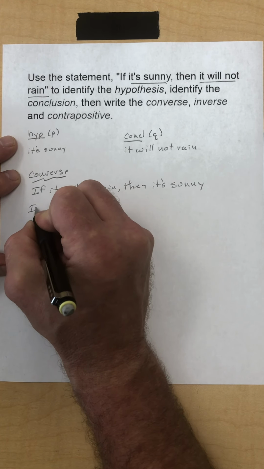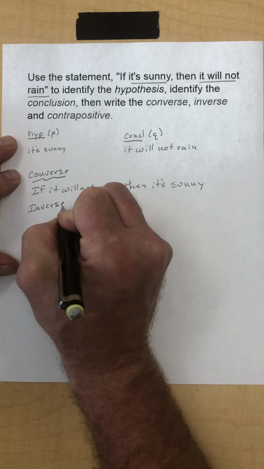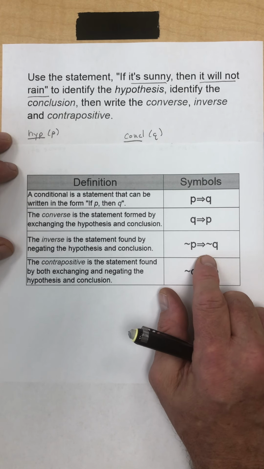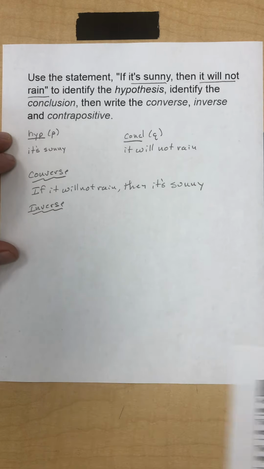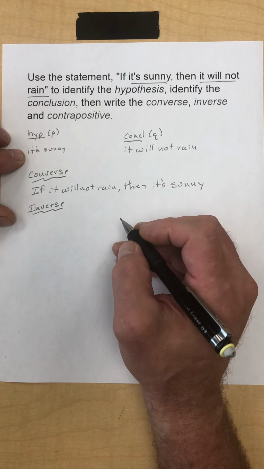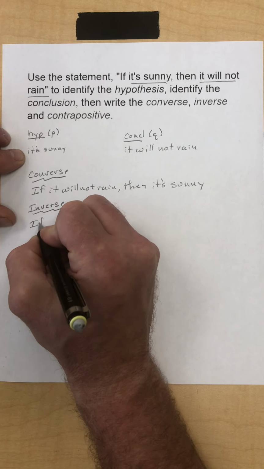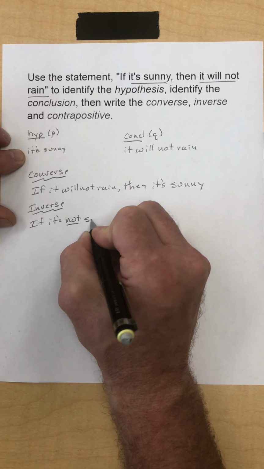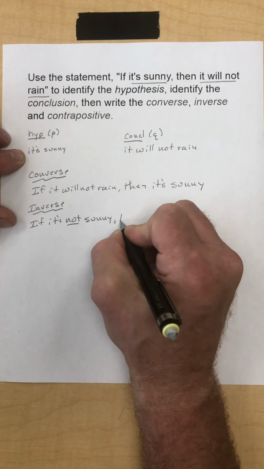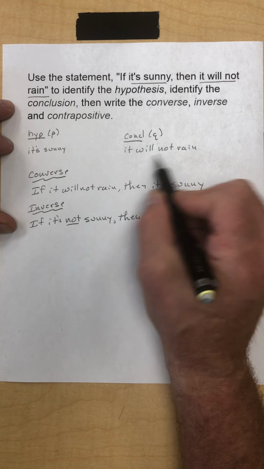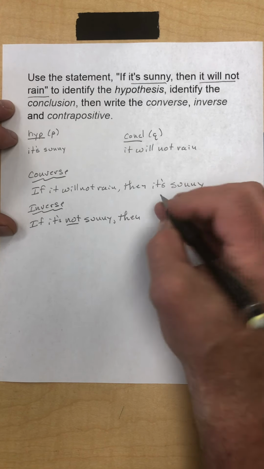Then we do our inverse. Again, go back to the slide and ask, what's the inverse? We don't switch P and Q, we just negate them. So I have to take the hypothesis and negate it: if it's not sunny, then I have to negate the conclusion. It will not rain becomes it will rain.